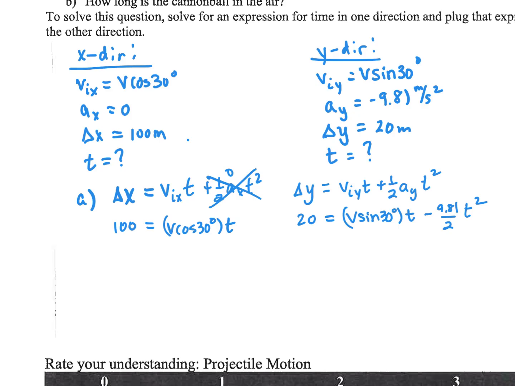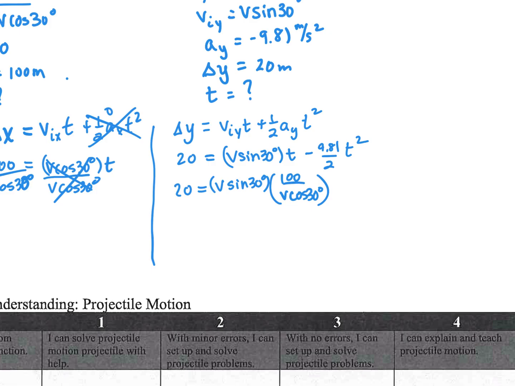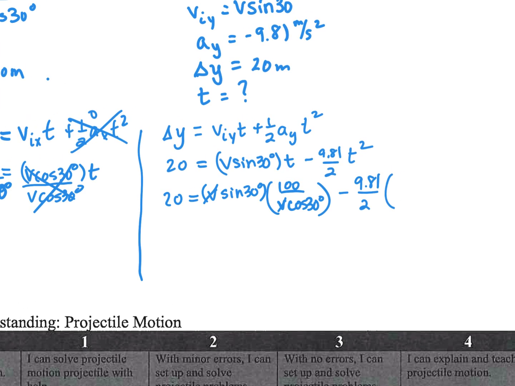So what do I need to do here? I need to solve for T in one of them and plug it into the other to find the V, don't I? Do you see I have a vehicle for that now? Yeah. V cosine 30, V cosine 30. And now I've got T in terms of that. So now it gets ugly. 20 equals V sine 30 degrees times 100 over V cosine of 30 degrees. So that's not too bad, is it? That's gonna even out nicely, correct? It's just gonna become tangent. And the V goes away. Yay! Minus 9.81 over 2 times what? 100 over V cosine of 30 degrees squared.